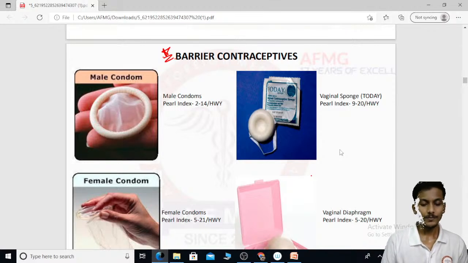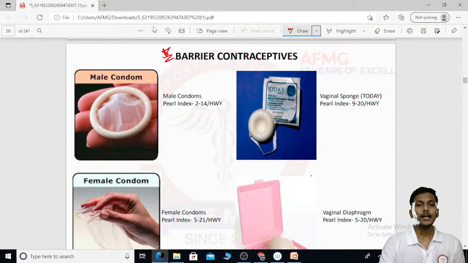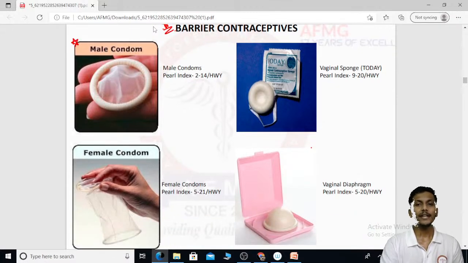So now you need to remember these most important images, guys. First one that you can see over here is your male condom. Okay, first one that can be seen in the picture is your male condoms. And what is the Pearl index for male condoms? It is 2 to 14 per 100 women.